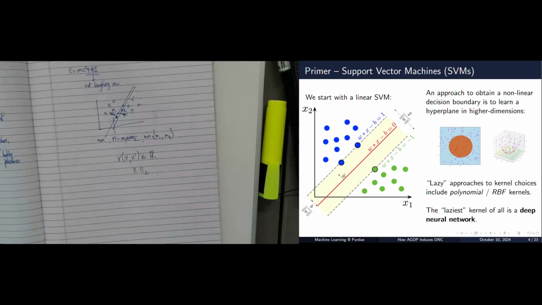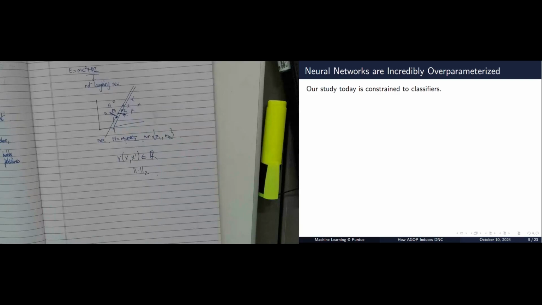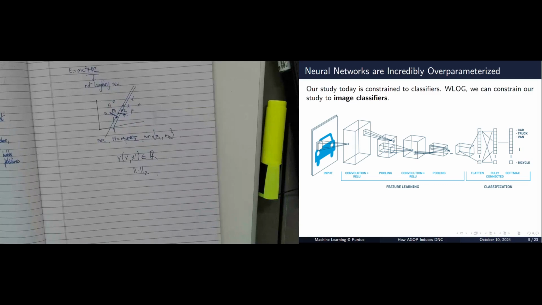The first primer is to think about these deep neural networks as just very complicated kernels for SVMs. The next thing that we will constrain our study to is the classifiers. So we will be talking about the classification task. This includes things like transformers, because LLMs fundamentally classify what the next word is and just sample it out autoregressively. This works for image classifiers, which is what we will mainly be talking about, but it doesn't cost us any generality. This works one-to-one for text-based classifiers as well.